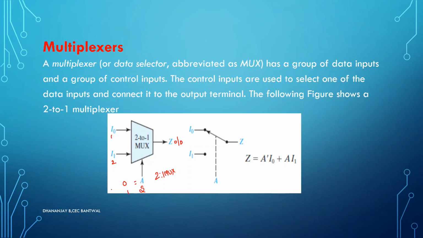When A is equal to 0, I0 will be selected. When A is equal to 1, I1 will be selected. Or you can write the equation for the output to be A bar into I0 plus A into I1.